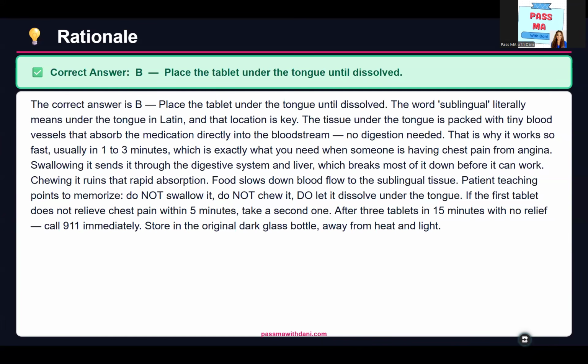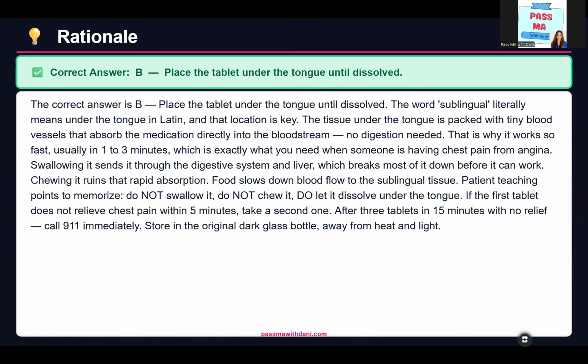Now, talking about sublingual, this is under the tongue. The tissue under the tongue is packed with tiny vessels that absorb the medication directly into the bloodstream. There's no digestion needed. This is why this medication usually works really fast, in approximately 1 to 3 minutes. And this is exactly what you're going to need when someone is having maybe chest pain from angina.